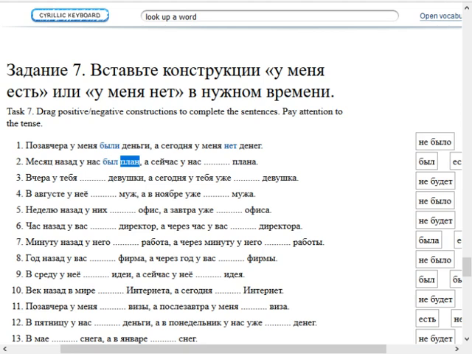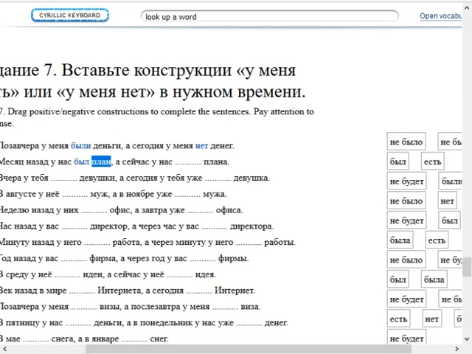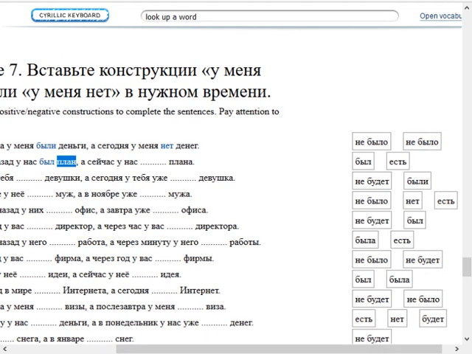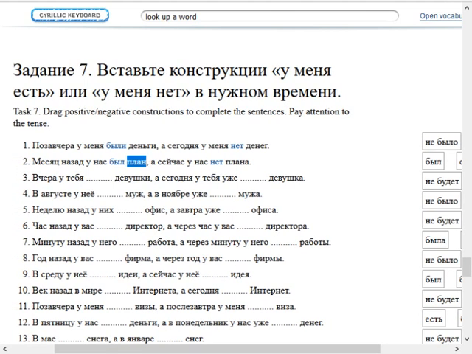А сейчас нет плана. У нас и сейчас у нас нет плана. There we go. That seems correct. Okay.